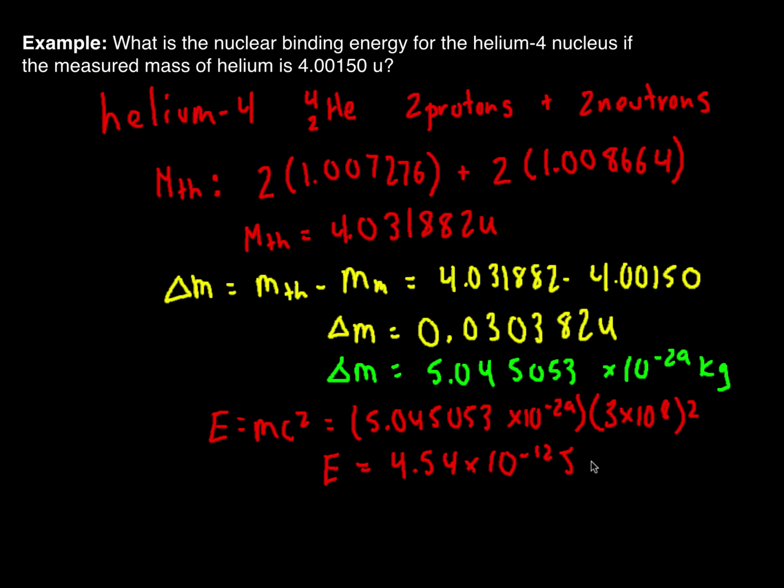We can convert this to electron volts and we get 28,375,000 electron volts, which is 28.4 mega electron volts. So the nuclear binding energy for the helium-4 nucleus is 28.4 mega electron volts.